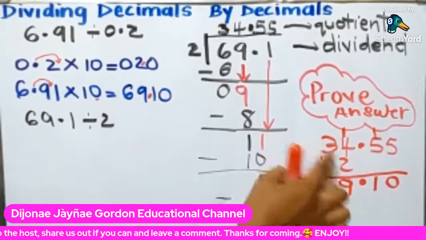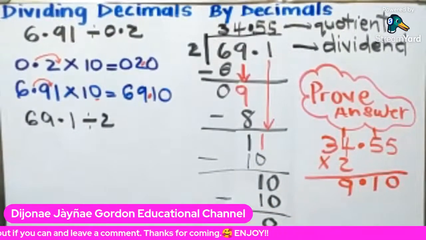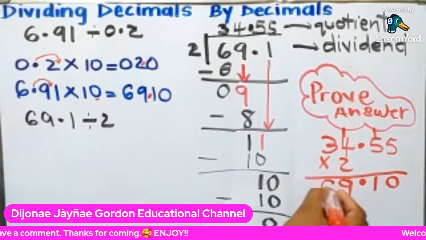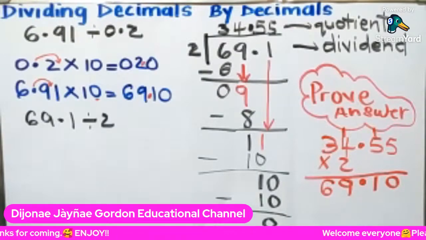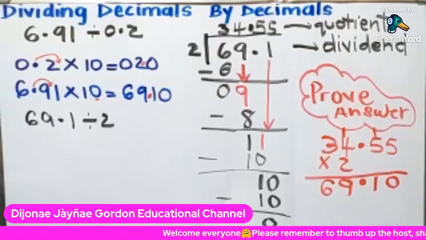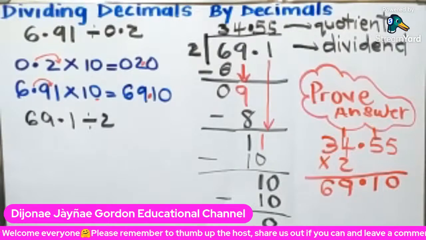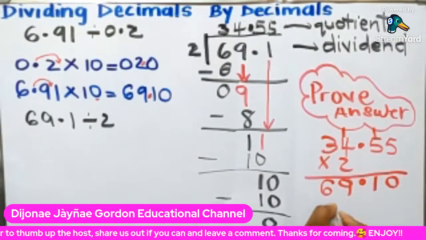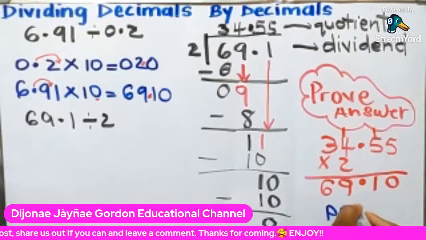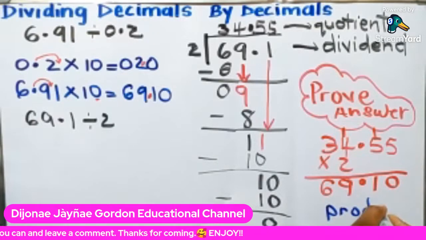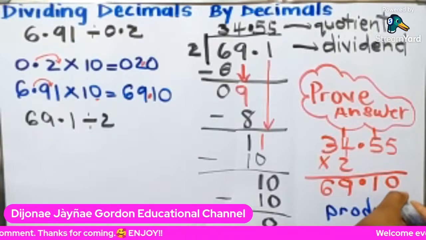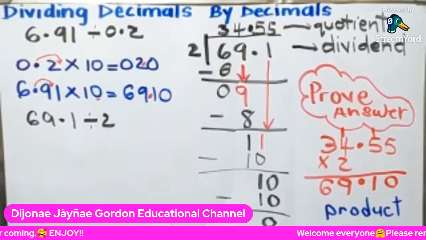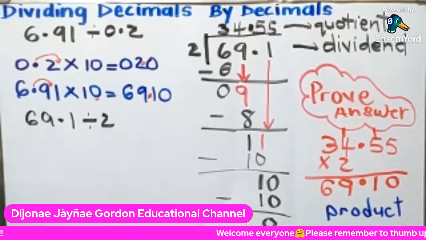Going to take this 3 multiplied by 2. And of course, you're going to get 6. And of course, that is your product. And the product in a multiplication problem is the same thing you call your answer. So let me write the word product right here. P-R-O-D-U-C-T. All right? Your answer in your multiplication problem is called your product.